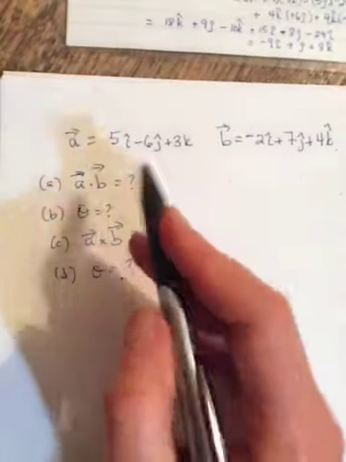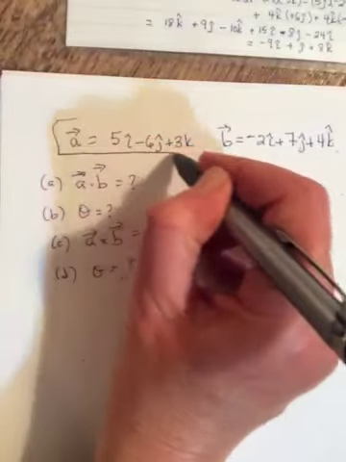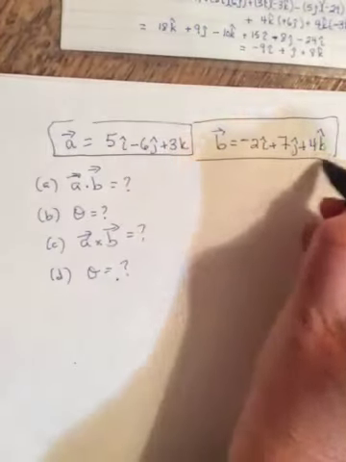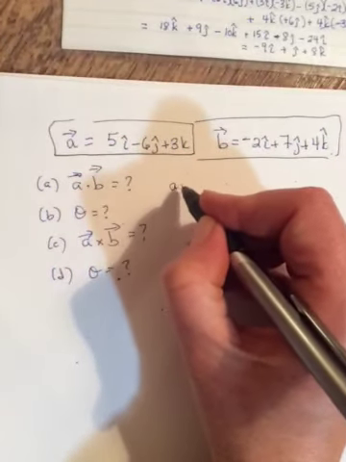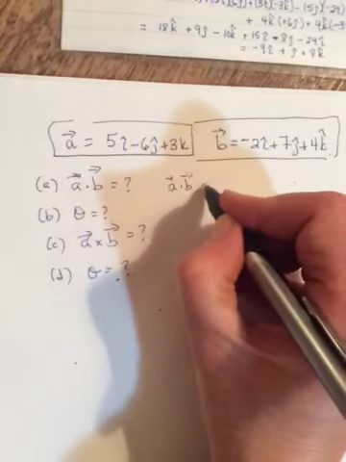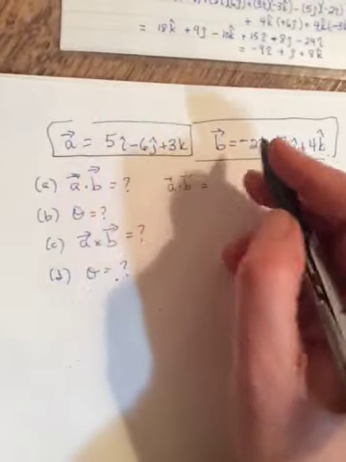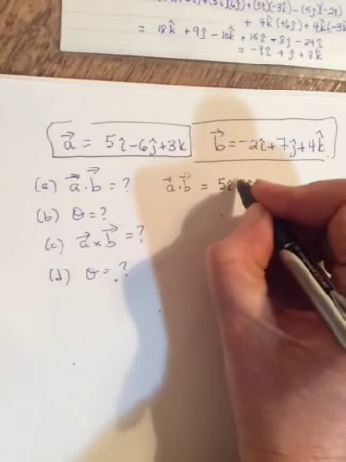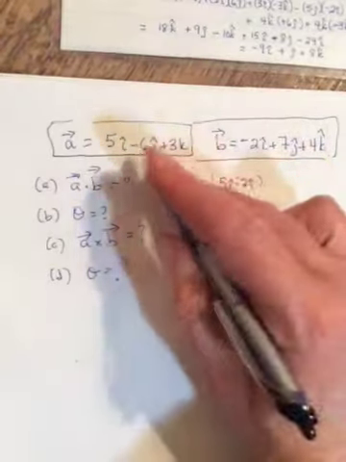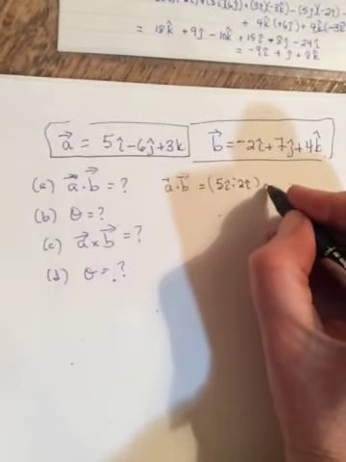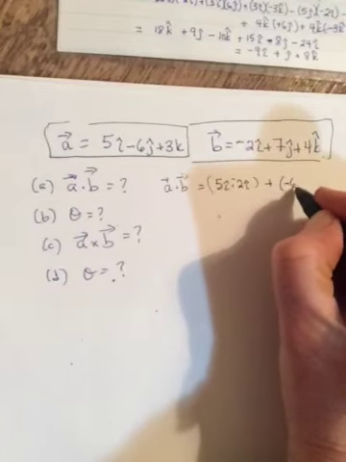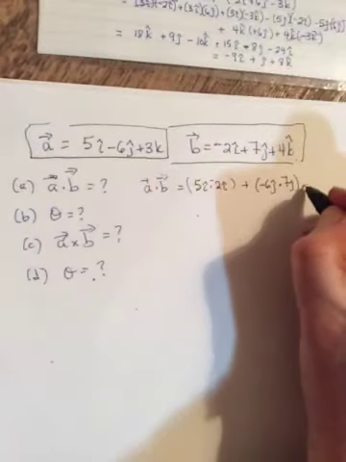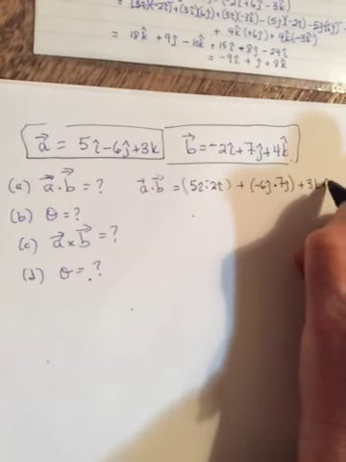Okay, so I'd ask you to try this question, 4 parts, with these two vectors. So A dot B. Remember when you're dotting, only the same terms stay. So 5i dot negative 2i. The i-j terms don't stay, they all cancel, so the next term that stays is negative 6j dot 7j. And the last term that stays is 3k dot 4k.